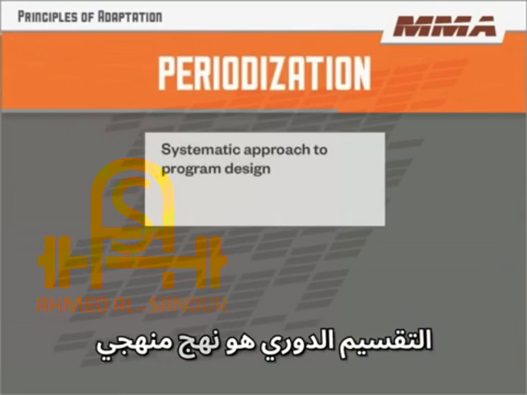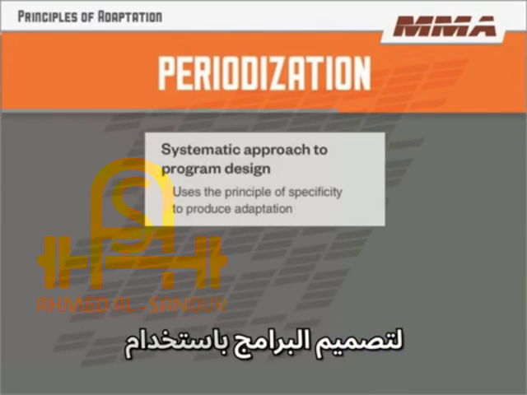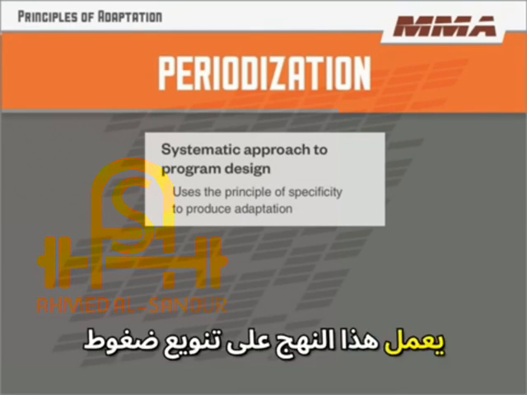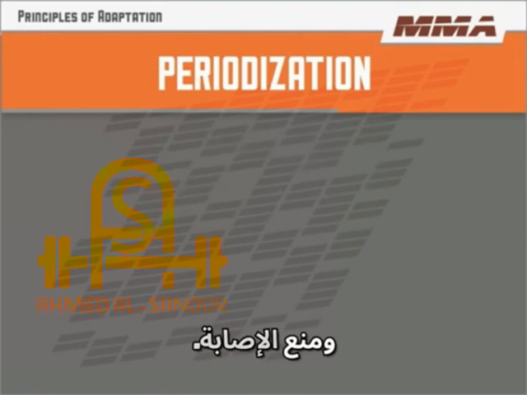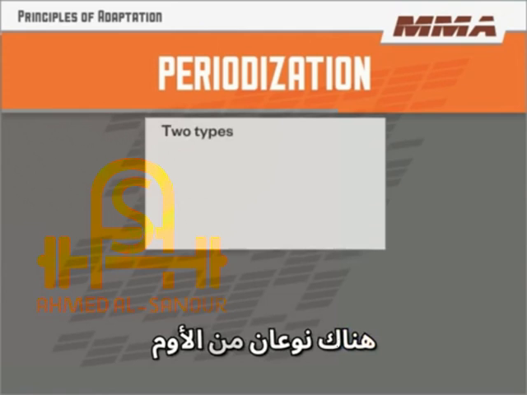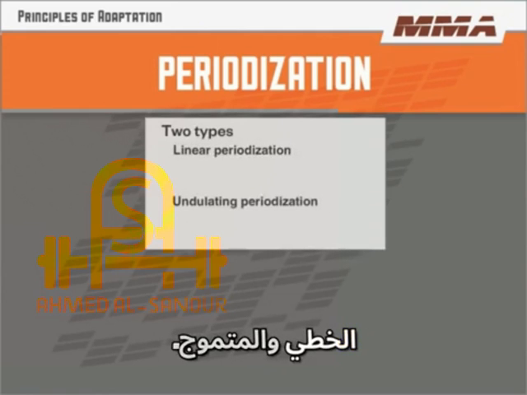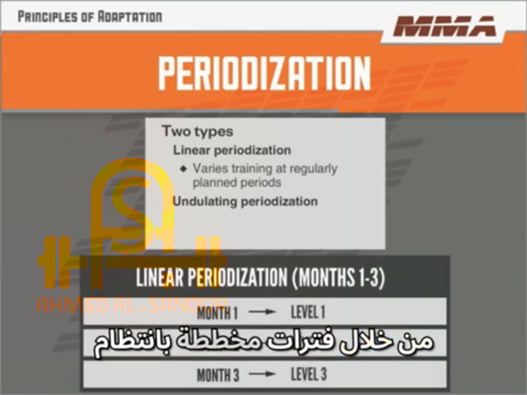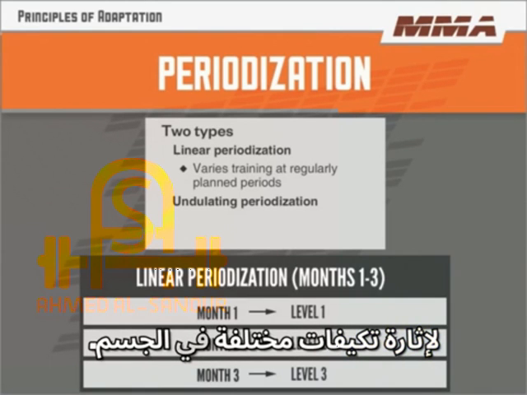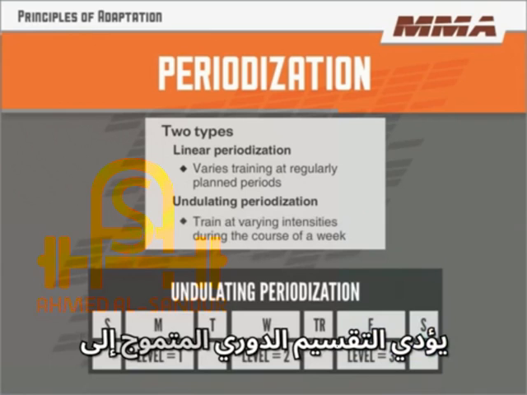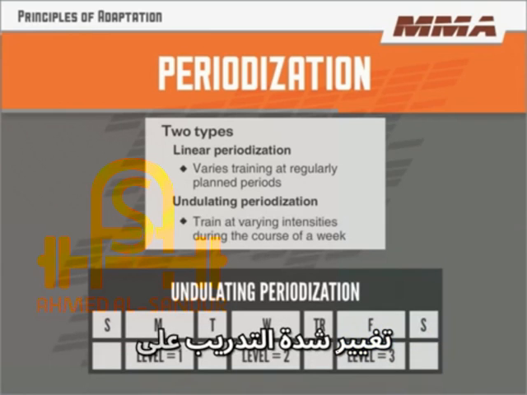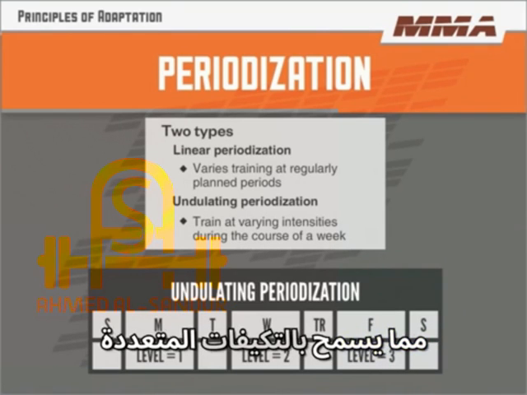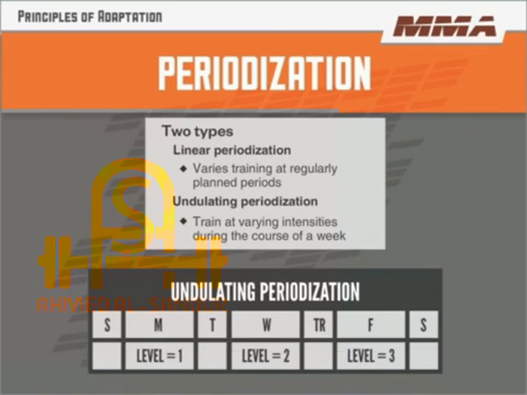Periodization is a systematic approach to program design, using the principle of specificity. This approach varies body stress to produce adaptation and prevent injury. There are two types of periodization, linear and undulating. Linear periodization varies training at regularly planned periods to elicit different adaptations in the body. Undulating periodization varies training intensities during the course of a week, allowing for multiple adaptations simultaneously.